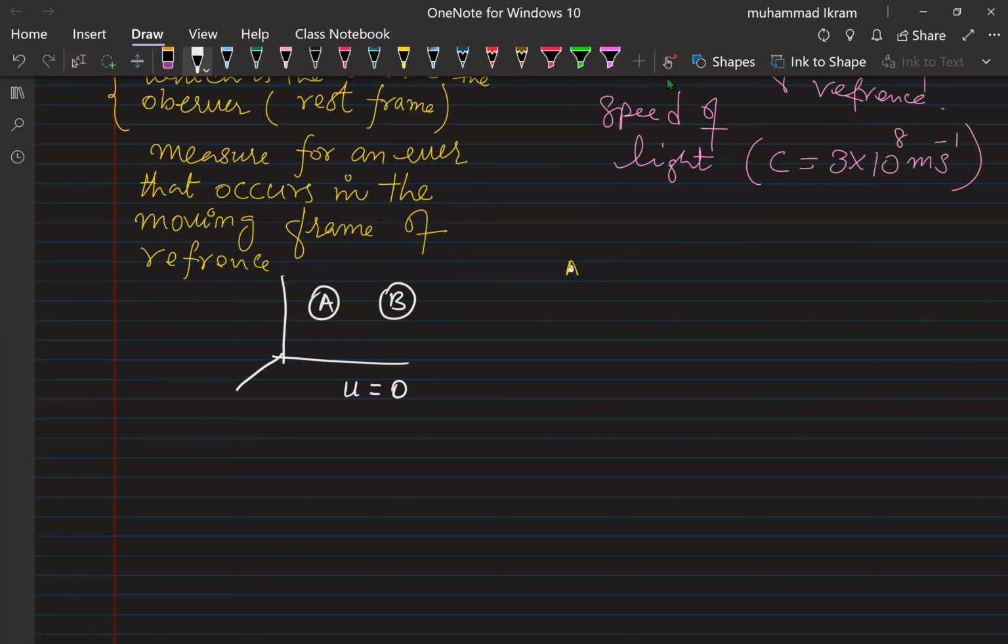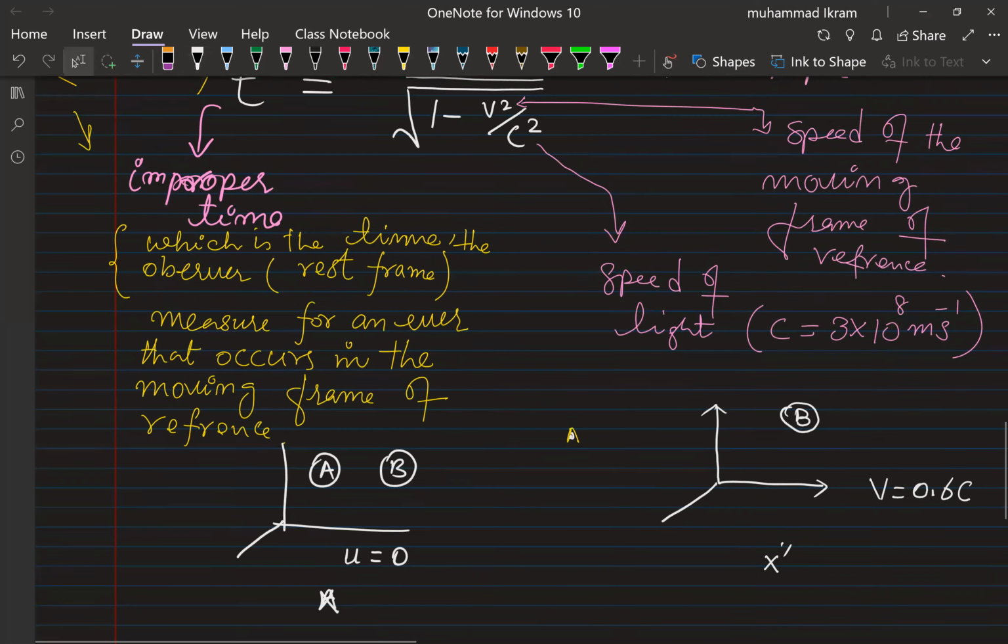Now, let us suppose the clock B is located in a frame of reference which travels with 0.6 c, and the clock B is now on board. So when the clock B is returned back, there will be a difference of time. This is known as the relativistic time difference.